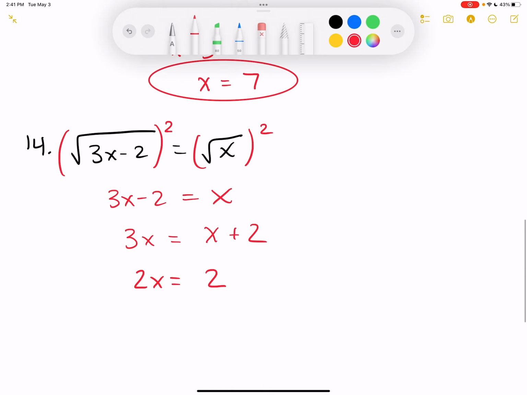I need x by itself, so now what? Now we divide by 2. X equals 1.